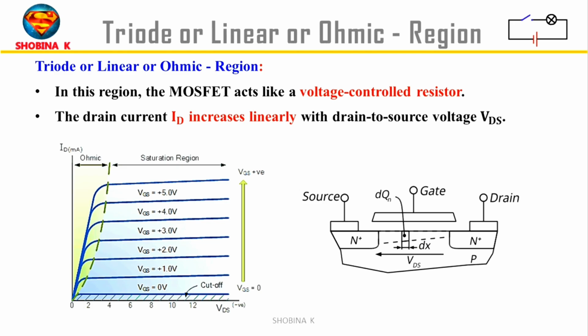Next up, linear region. It is also referred to as triode region or ohmic region. In this region, the MOSFET acts like a resistor. You can control this resistance using gate voltage. The drain current ID increases linearly with drain to source voltage. That is, if you increase VDS, the ID also increases in a straight and proportional way. Suppose you double VDS, then ID also doubles. If you triple VDS, ID triples too.